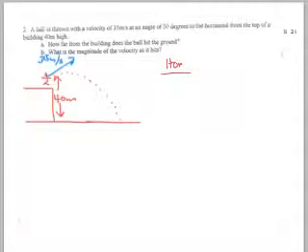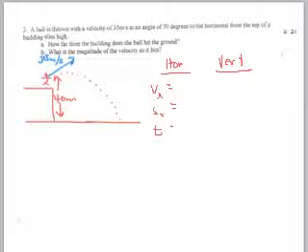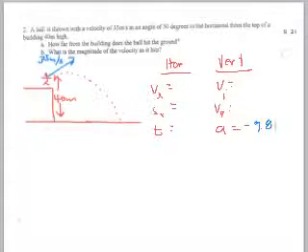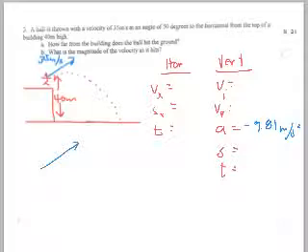So here's the basic idea. Draw the diagram, split your problem into horizontal and vertical components. So every problem starts the same. V sub x, S sub x, and t. V sub I, V sub f, a, which is negative 9.81 again, meters per second squared, s, and t.